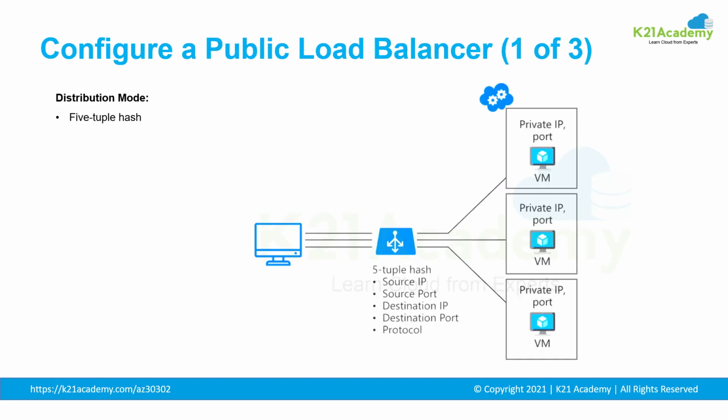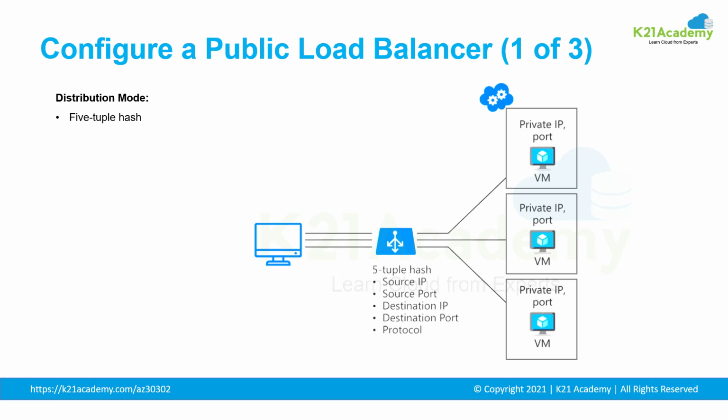A public load balancer maps the public IP and port number of the incoming traffic to the private IP address and port number of the virtual machines in the backend pool. The responses are then returned to the client. By applying load balancing rules, you distribute specific types of traffic across multiple virtual machines or services. There are two distribution modes that we need to discuss when it comes to load balancing. We already talked about the 5-tuple hash, which is the default method.